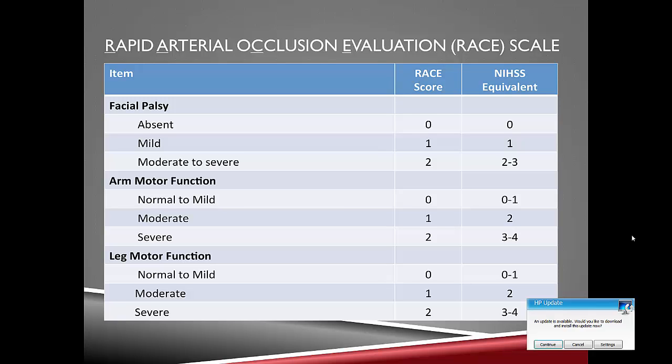So in terms of the score itself, there are essentially 4 to 5 parts. First off is just assessing facial palsy. That would be if they're having any facial droop at all, and you rate those as absent to mild or moderate to severe. Again, the NIH SS does have essentially an equivalent to that. The next would be arm motor function. What you're going to be looking at is if they have strength and movement in the arm, and you're going to say normal to mild, moderate, or severe in terms of its deficit. Same thing goes with the leg: normal to mild, moderate, or severe in terms of its deficit.